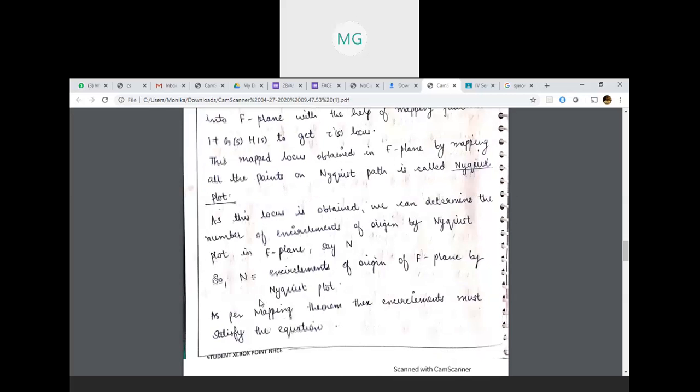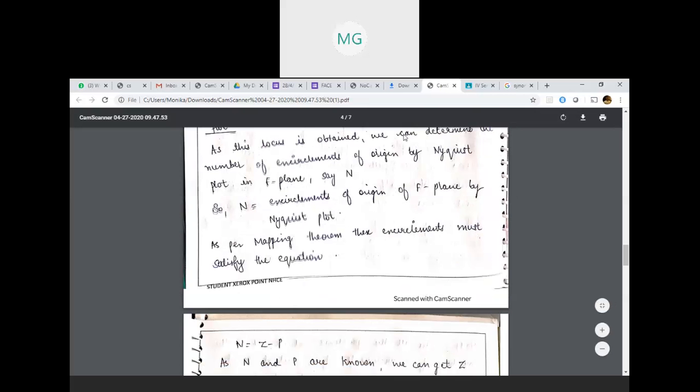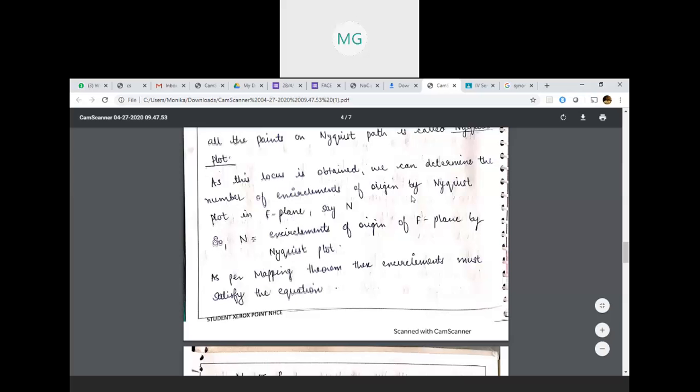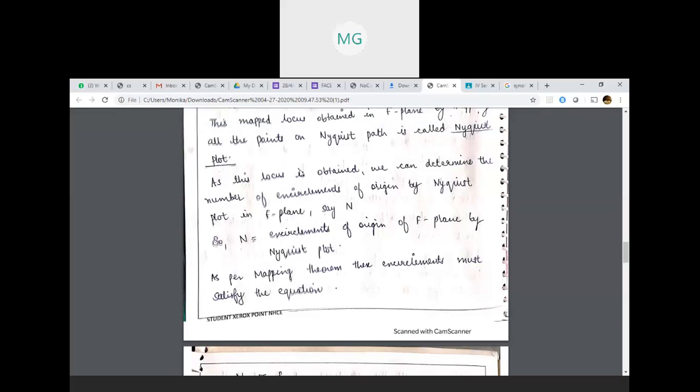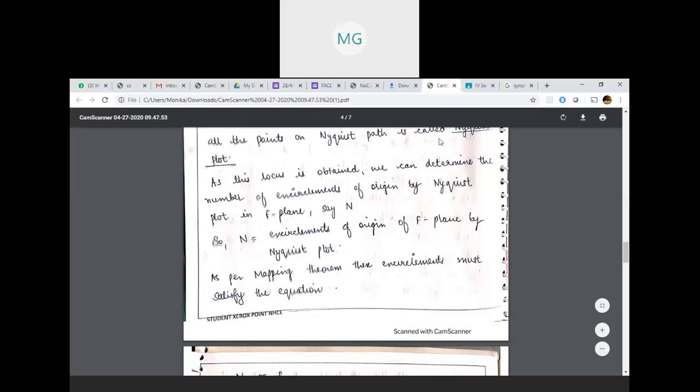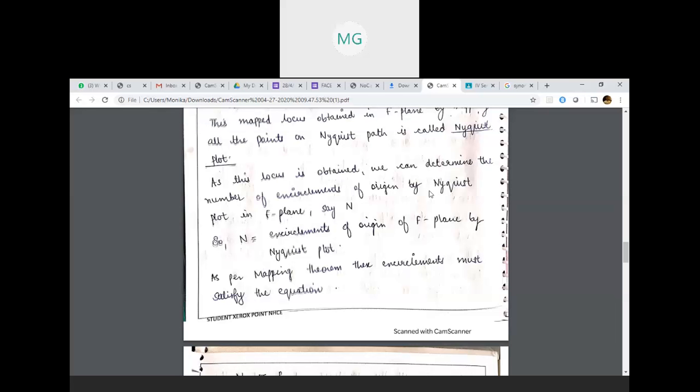Once this locus is obtained, we can determine the number of encirclements of the origin by the Nyquist plot in the F plane. Now, listen to me. This is important. As you obtain this locus, which is nothing but your Nyquist plot, you can determine the number of encirclements of the origin. So understand that the Nyquist plot is in the F plane. We draw it by mapping all the points on the Nyquist path into the F plane. After getting the Nyquist plot, we have to find the number of encirclements of the origin by the Nyquist plot. Now, how do we find it?